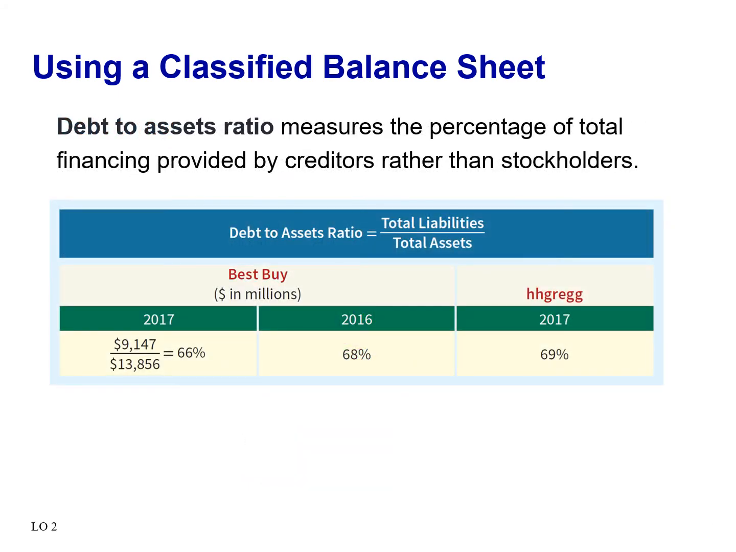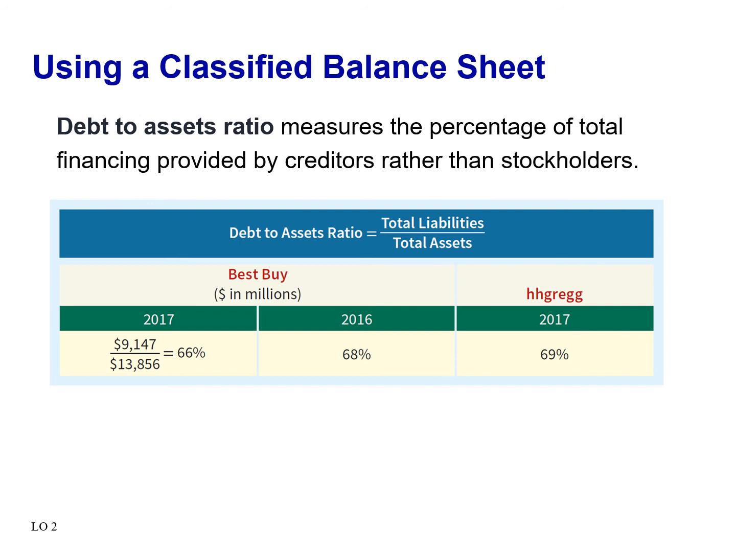The debt-to-asset ratio is one measure of solvency. It is calculated by dividing total liabilities, both current and long-term, by total assets. Here's a hint. The name of this ratio is debt-to-asset ratio. Debt is listed first, so I want you to put total debt in the numerator, or on top, and assets is listed second, so total assets are in the denominator, or on the bottom. It is a measure of the percentage of total financing provided by creditors rather than stockholders.